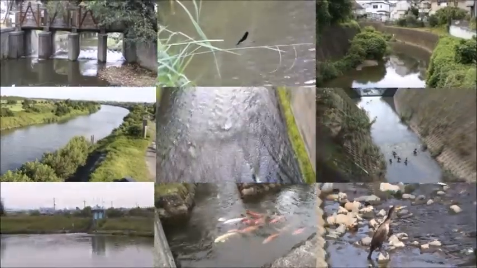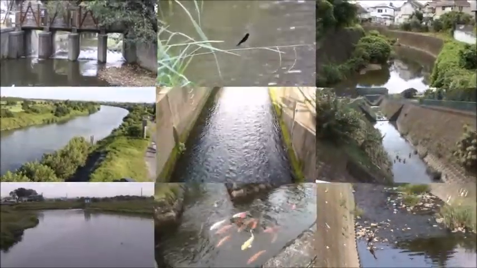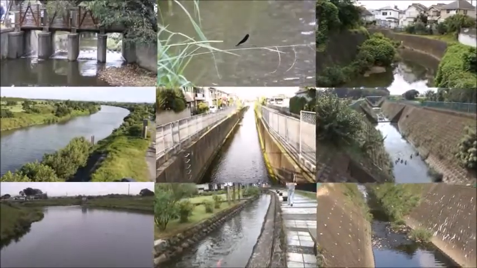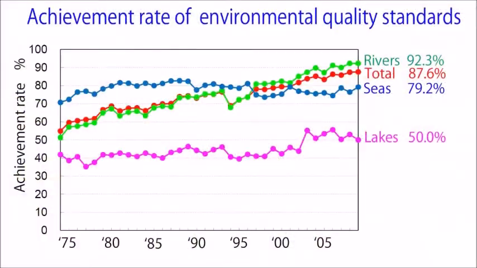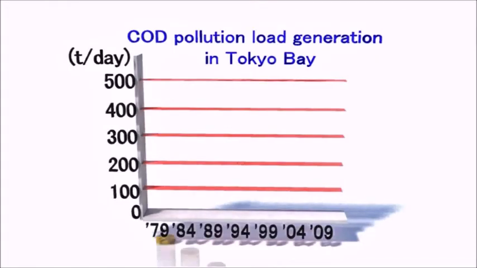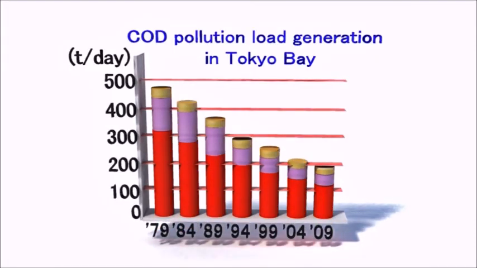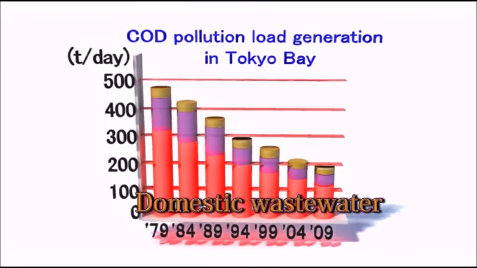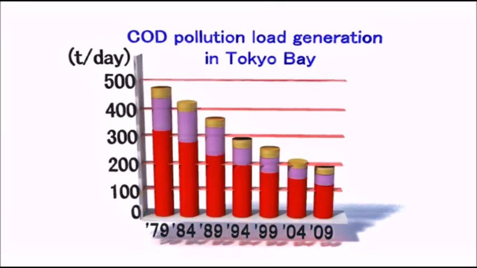Let us introduce the current water environment situation in Japan. The achievement rate of environmental standards in water areas of Japan has improved little by little. With industrial wastewater being controlled, industrial wastewater is not the major cause of water pollution. The improvement of the pollution caused by domestic wastewater became the big challenge.